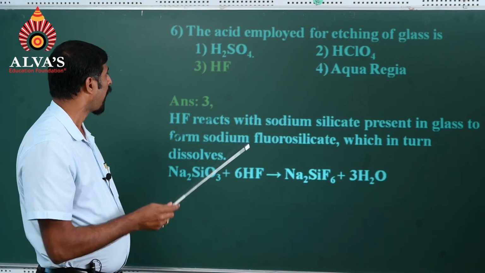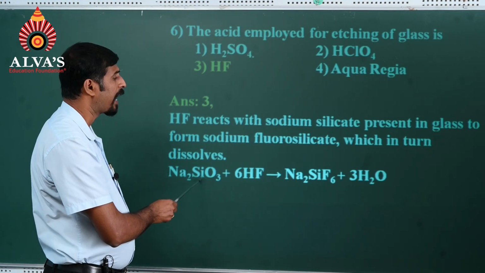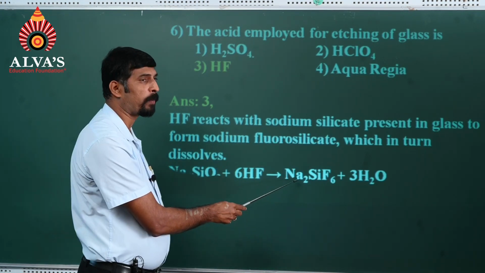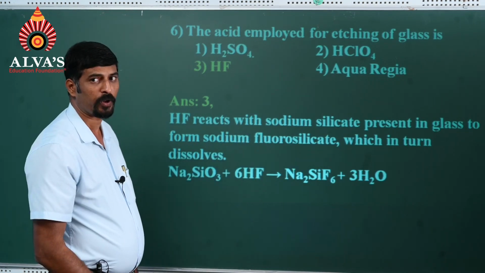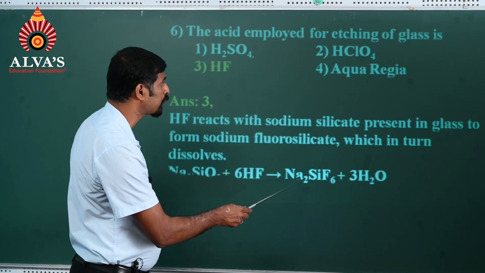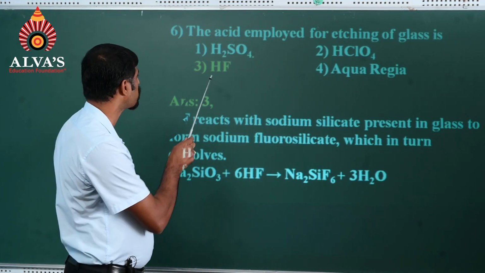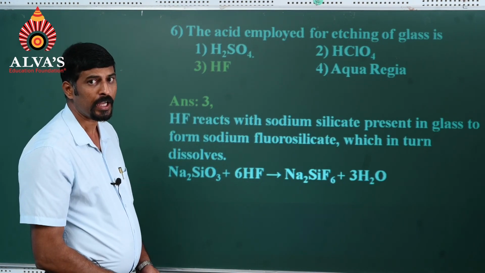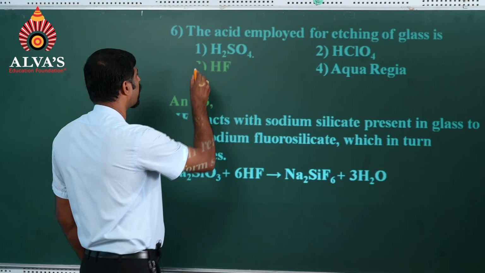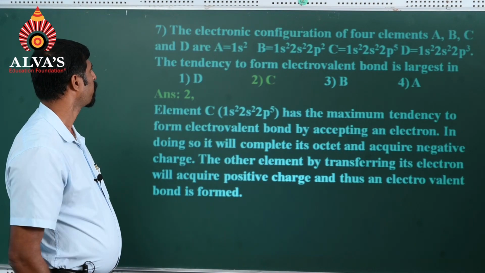What happens? The hydrogen fluoride reacts with the sodium silicate and forms a soluble complex, that is, sodium fluorosilicate is formed, which is soluble, and that's why we can write on the surface of glass by using hydrofluoric acid or HF. Okay, so therefore option third is the right answer. Okay, next move on to question number 7.